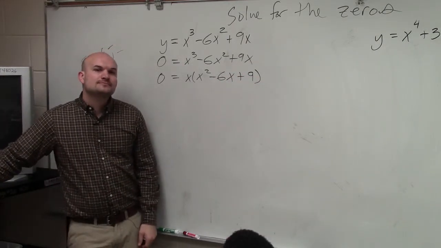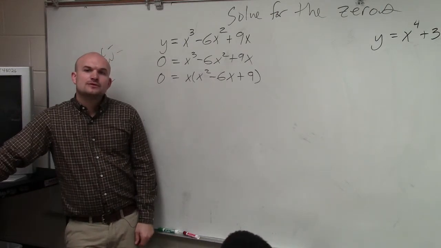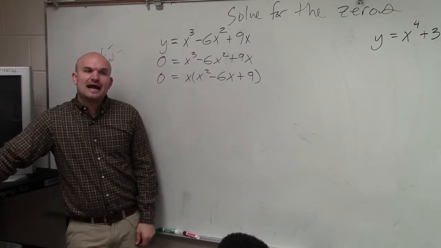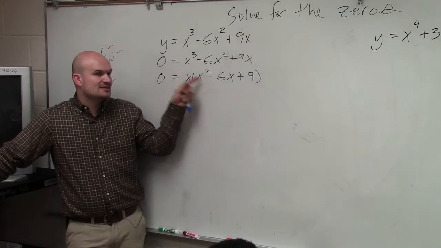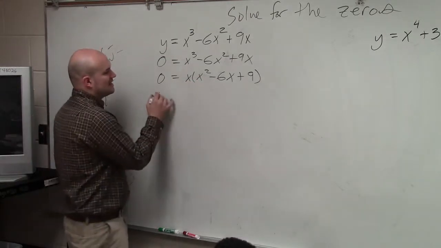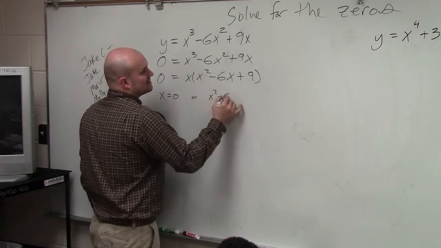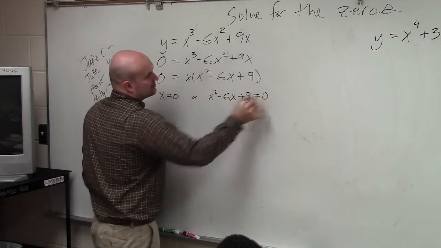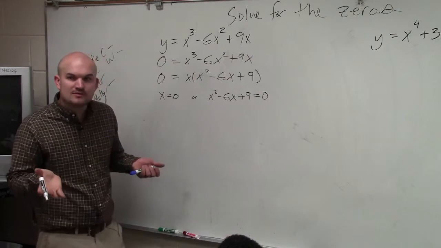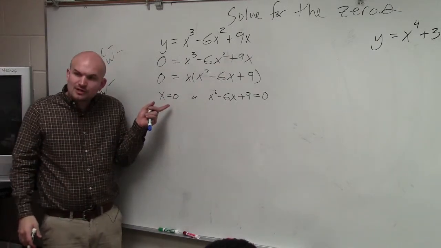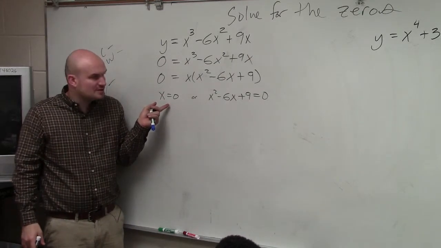So now by factoring out an x, what you guys see is we have the product equal to 0. So I can say x equals 0, or x squared minus 6x plus 9 equals 0. Again, we're trying to find the zeros, right? Well, here we know that one zero is when x equals 0.